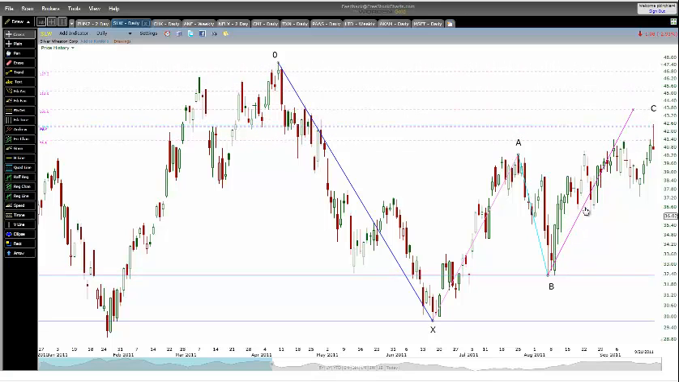Some charting packages have what's called a Fibonacci projection tool, and that will do the same thing in that you have 3 points to click, where you select a projection tool and you choose this point, and this point, and then it'll project up Fibonacci ratios from here, ratios of this leg here.